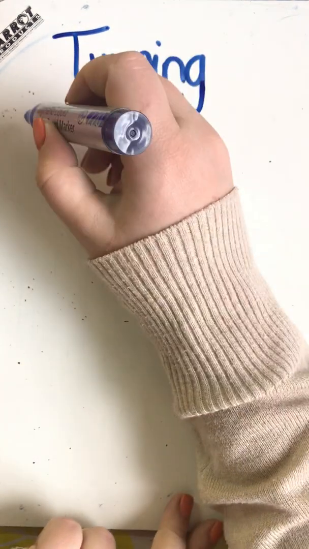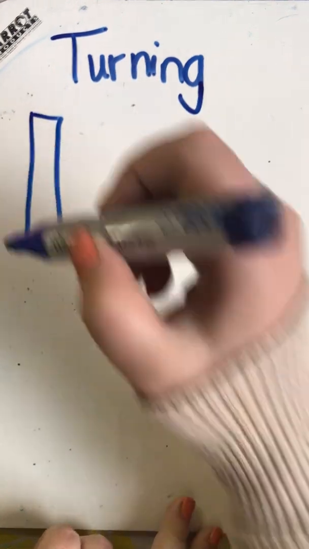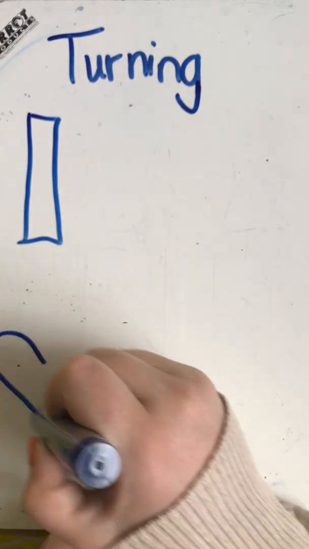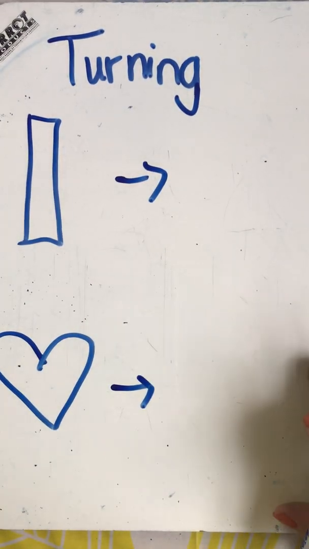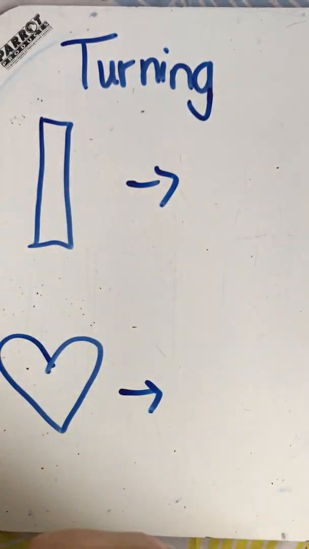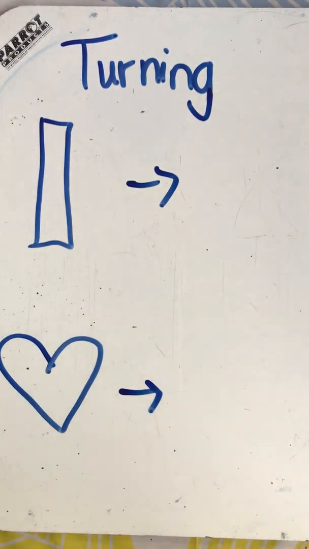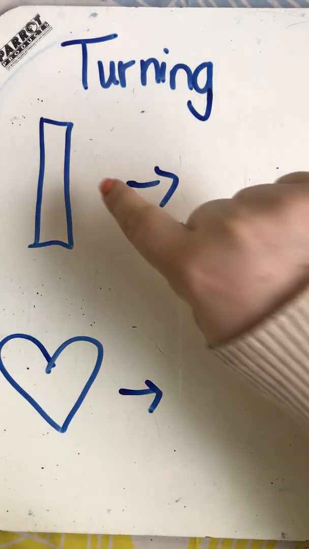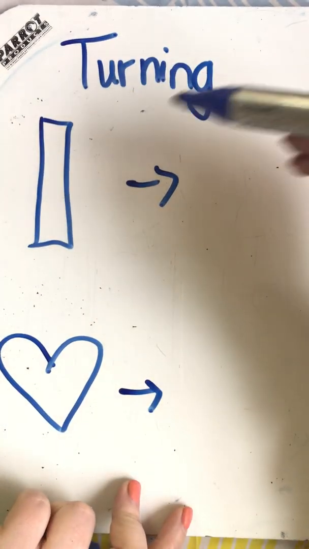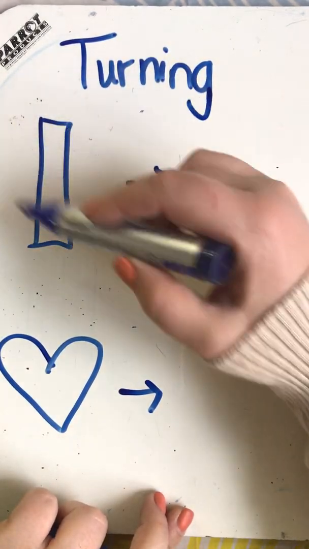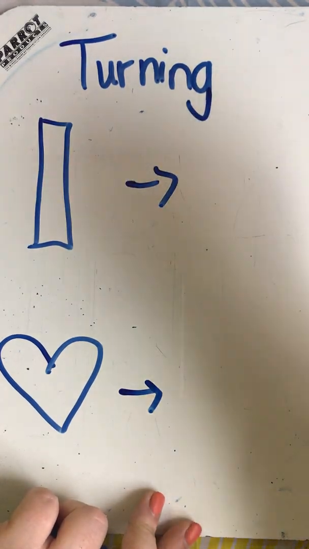If I ever give it to you like this, let's say I do this, and let's do a heart, why not? And I say, turn this shape, or quarter turn this shape clockwise. Quarter turn clockwise. Think of the wheel, okay? So, quarter turn this shape clockwise.